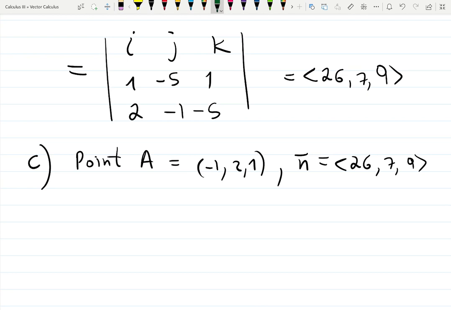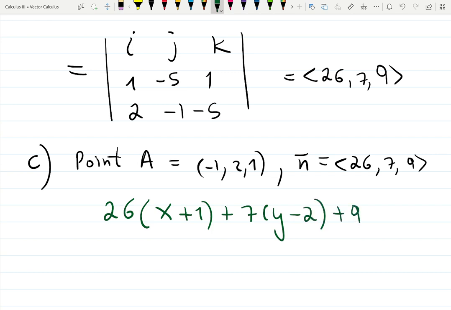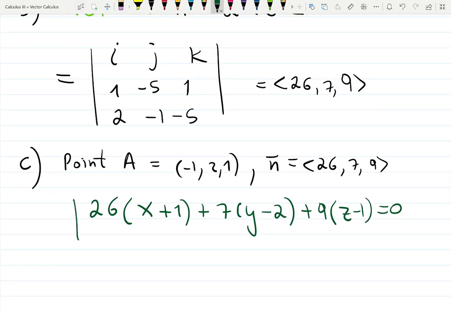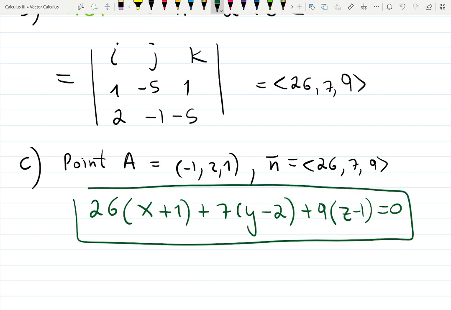So 26 will be times the variable, and then x minus the shift, minus -1, which is plus 1. One more slope, 7, times y and the shift, minus 2. One more slope, and then z minus 1 equals 0. So that's how you don't mess up. You remember that n here is working like a slope. It tells you the direction of the plane, so it will be multiplied by the variable. The point is the shift of the plane. It's a little bit to the left, to the right, down, and so on.